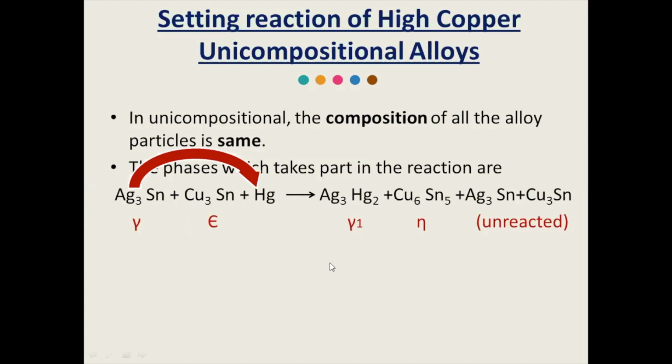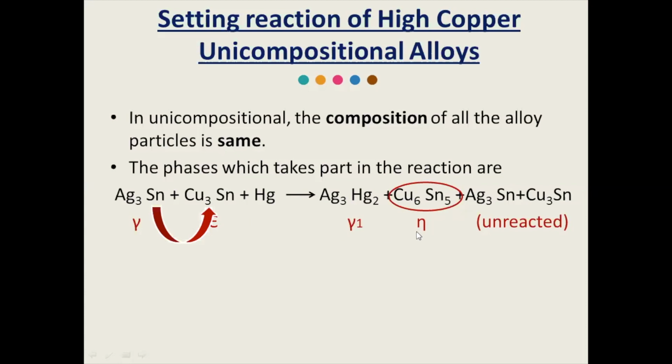Now instead of forming the gamma 2 phase that we have seen in admixed alloy and in low copper also, here the tin contributes to the epsilon phase, and this epsilon phase gets converted into the eta phase. Okay, so this is very important, that in the initial stage of the reaction the tin is used up in the formation of eta phase. Hence there is no formation of the gamma 2 phase at all. So this is very important, and the remaining part is unreacted silver tin and copper tin.